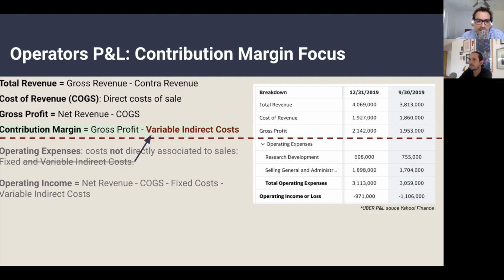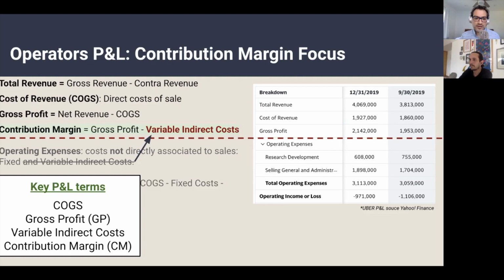And as you see now, we've come up with a new concept called contribution margin that we really want everyone that's listening to this to focus on, right? And contribution margin is the gross profit that the financial P&L operator was looking at, less these variable indirect costs. Now we've brought above the line, right?